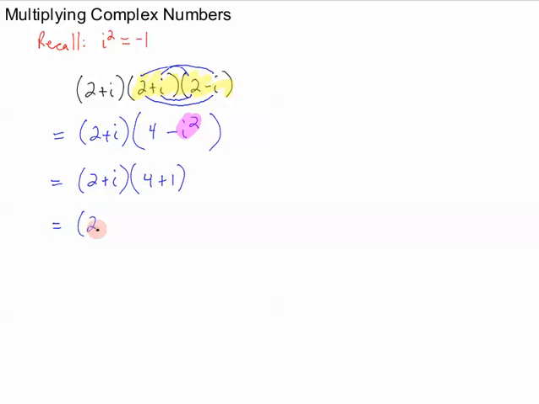So now you just have 2 plus i times the number 5, and then you just distribute the number 5 through here. So you get 10 plus 5i. And that is the result of multiplying these three complex numbers. You get a new complex number here, 10 plus 5i.